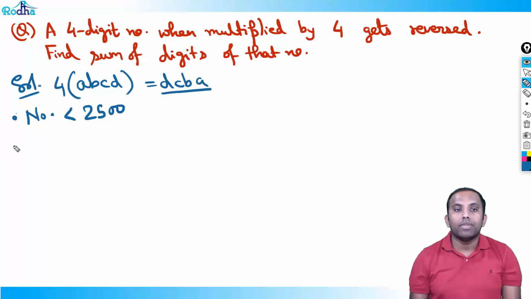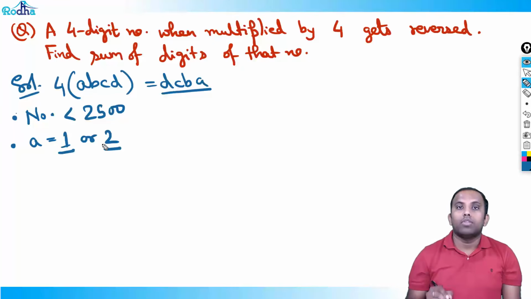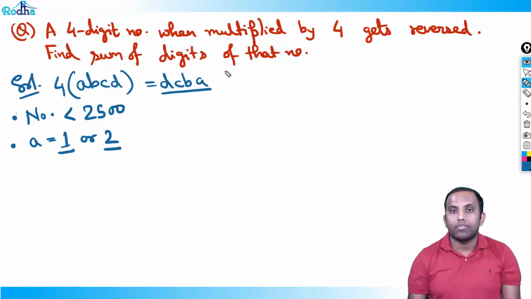If the number has to be less than 2500, then the first digit will be either 1 or 2, because the number is either in the 1000s or in the 2000s, right? The number is less than 2500, and since it is a 4-digit number, it has to be greater than 1000. So the first digit has to be either 1 or 2.